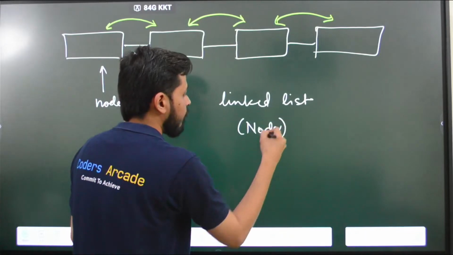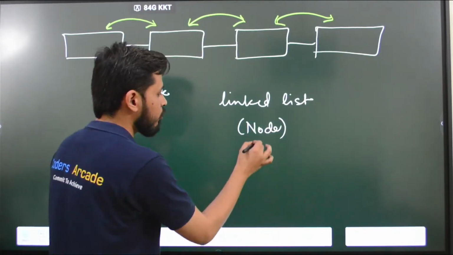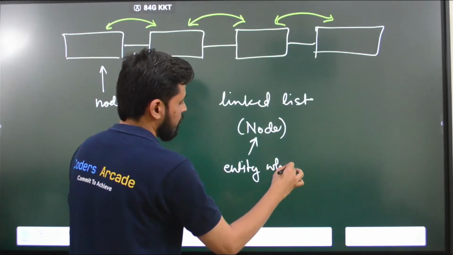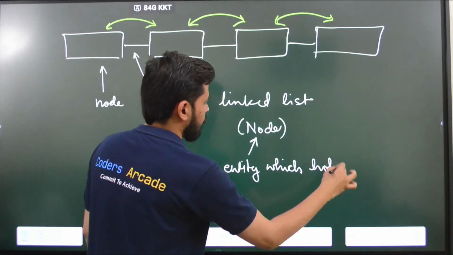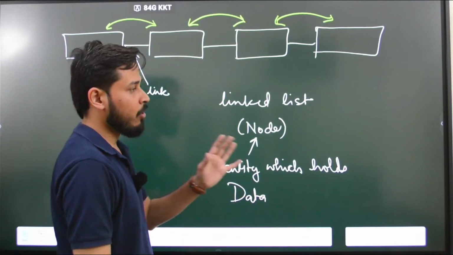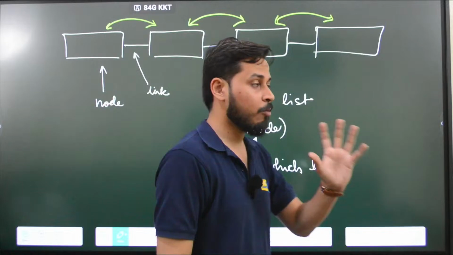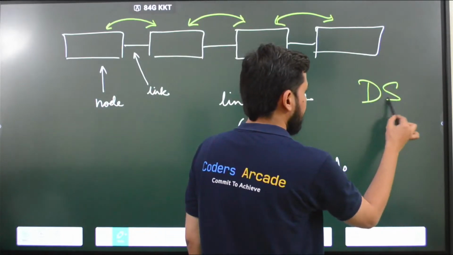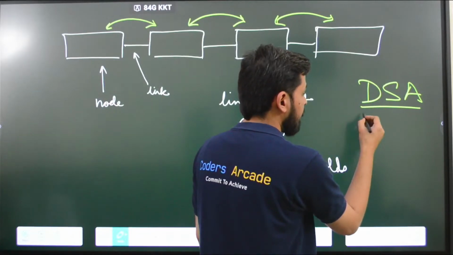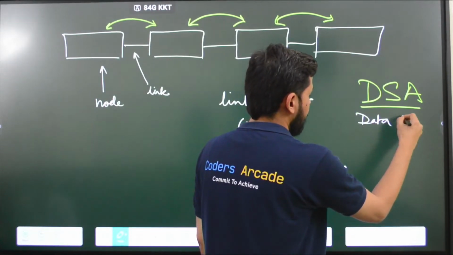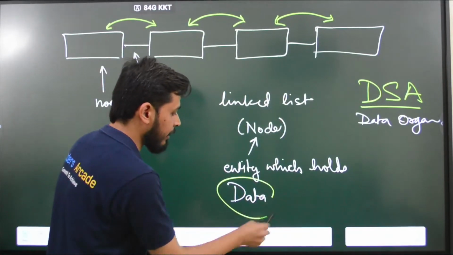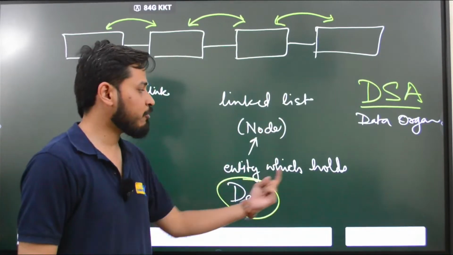Understood my point? And what are nodes? Nodes are an entity which holds data. Okay. Ultimately, on the very first day, I explained to you what DSA is: data structures and algorithms. I explained there that it's data organization. That means we are playing with the data, and a node is an entity which holds the data.